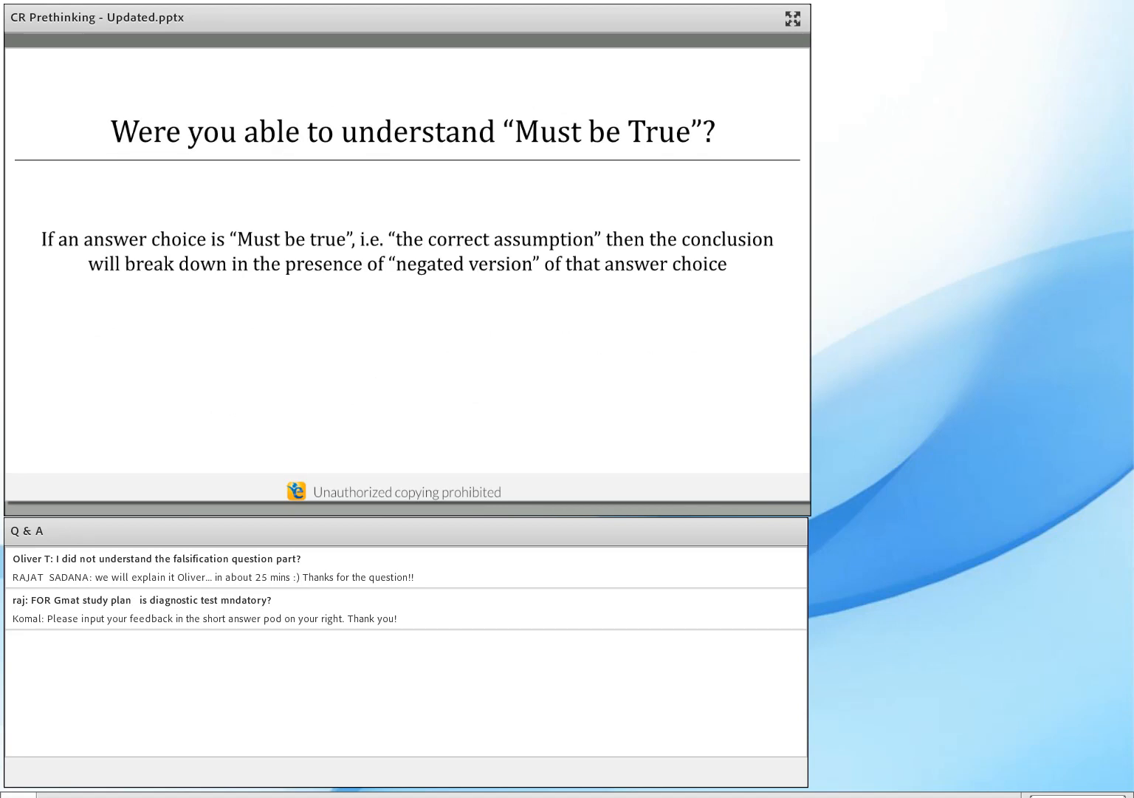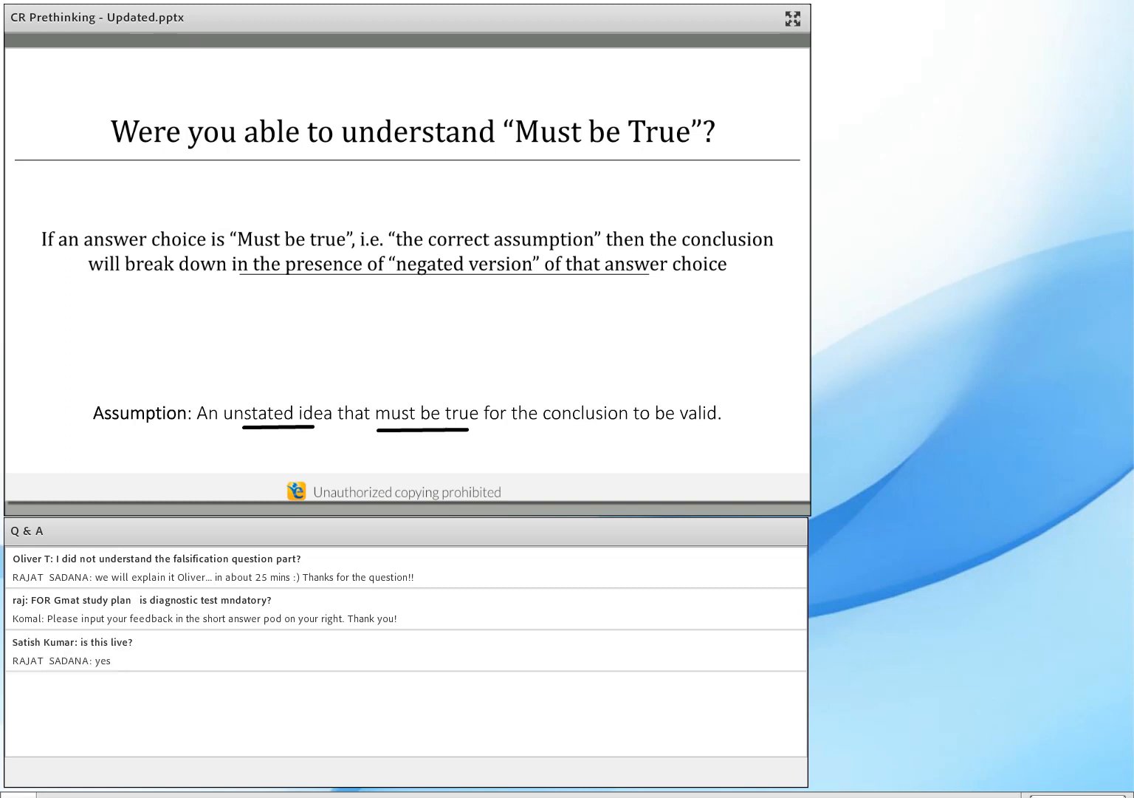Essentially, if an answer choice must be true, then the conclusion will break down in the presence of the negated version of that particular answer choice. This comes from the very definition of assumption, which is an unstated idea that must be true for the conclusion to remain valid. By the way, if you understand this definition, that's all you need to know to answer any assumption question. A lot of critical reasoning is like Newton's laws of motion. If you know them, you can pretty much build any structure in the world.